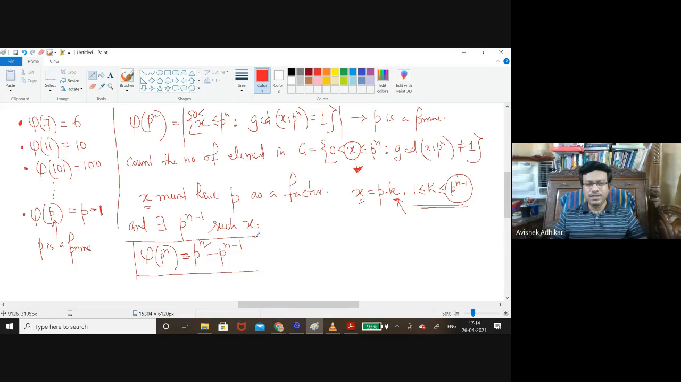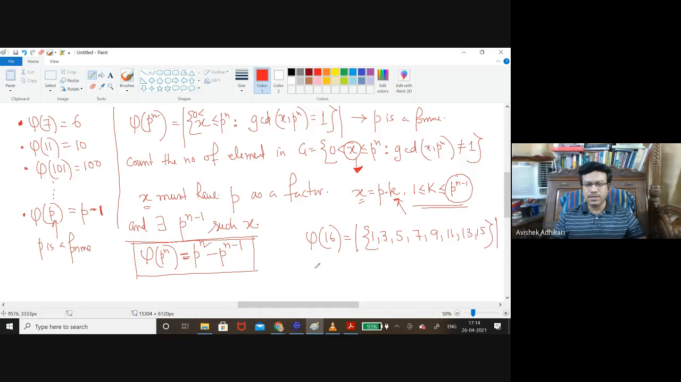So this is the formula for p to the power n minus p to the power n minus 1. Now if I ask you this question, what is phi of 16? One can very easily calculate it by just taking the cardinality of this set: 1, then 3, then 5, then 7, 9, 11, 13, and then 15, right? 1, 2, 3, 4, 5, 6, 7, 8. And just check by this.